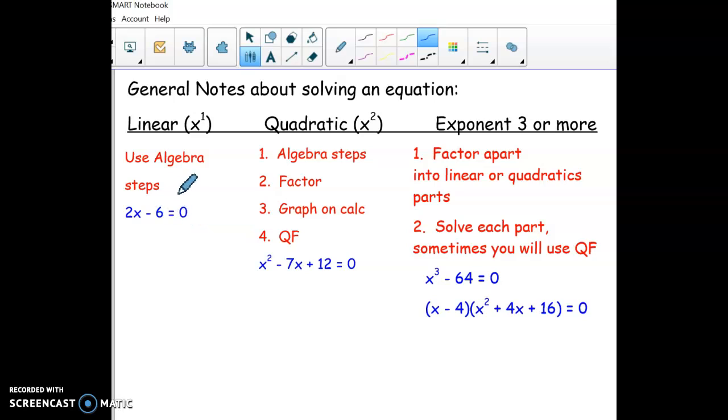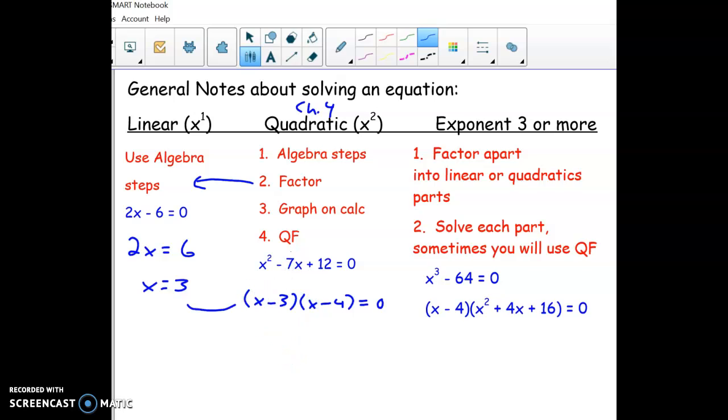All right, so a general big picture of this solving with exponent of 3 or more, right? Back when we had x to the first, linear, we just solved it with algebra steps, like add 6 to both sides to get rid of the minus 6, divide by 2. All right, and then we did quadratics. This was chapter 4, and there were 4 different ways for solving a quadratic. But one of which was to factor it apart to linear things. So like this quadratic actually factors to x minus 3 and x minus 4. Multiply up to positive 12 and add to negative 7.